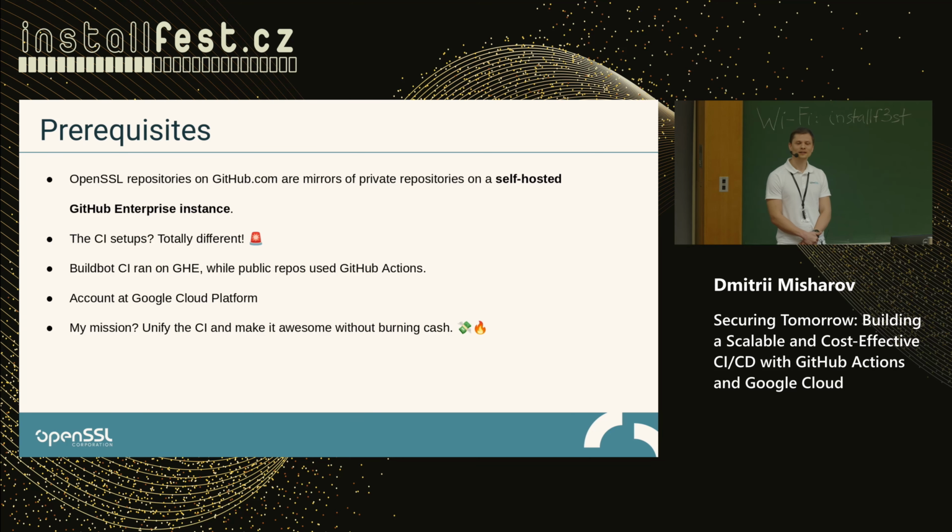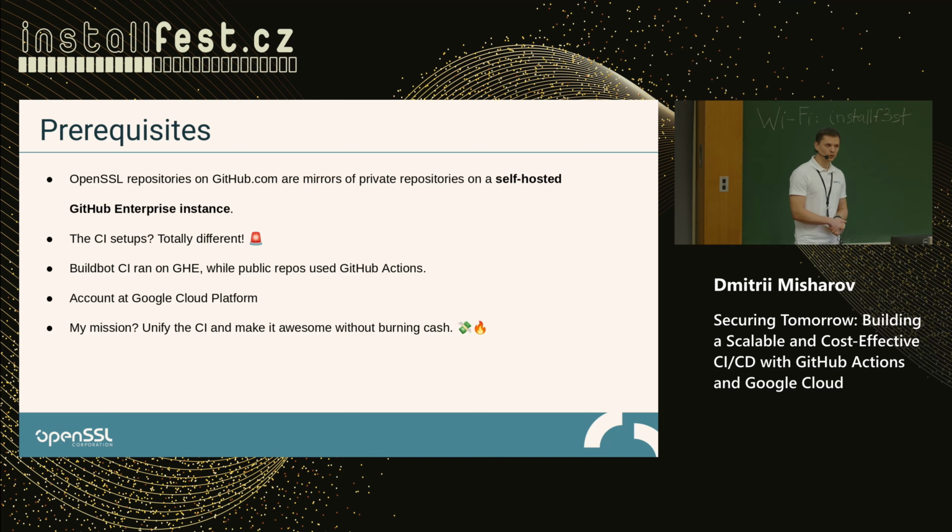So let's start from the beginning. I guess every one of you knows what OpenSSL is, and where its sources are located. They are on GitHub, but the thing you might not know is that this repository is a public mirror of the private repository, which is located on our self-hosted GitHub Enterprise instance. It's done due to various security implications, but as with many other projects, we also use CI/CD to test incoming changes.